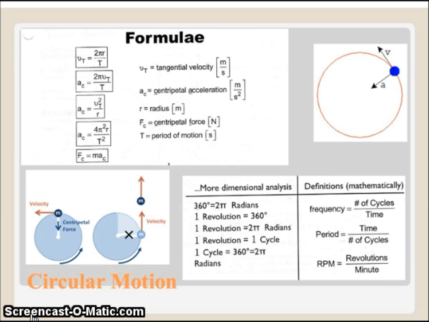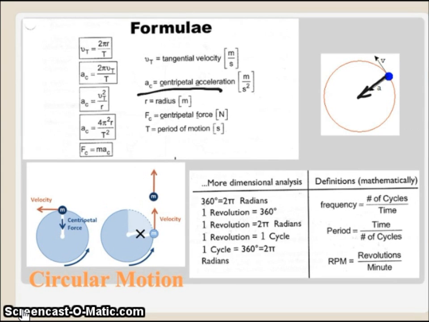And then centripetal acceleration, as you see in the top right, is toward the center. The acceleration of an object in circular motion is towards the center. There are a bunch of ways to look at it, but for a lot of people it's simplest to do v squared over radius.